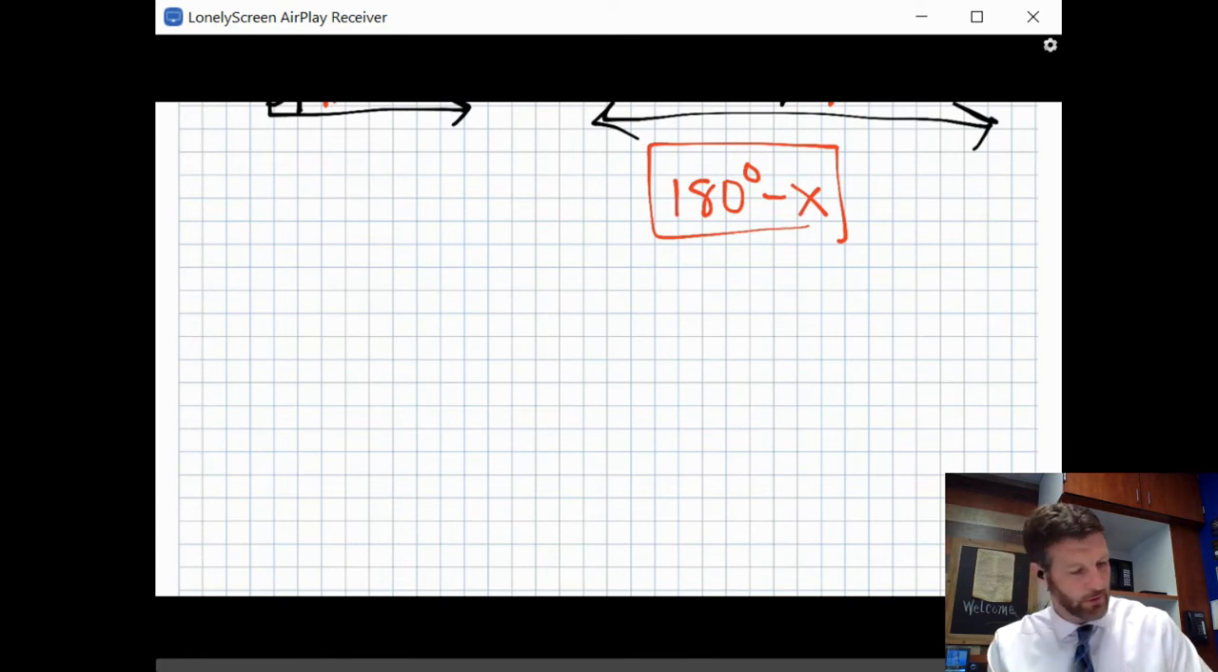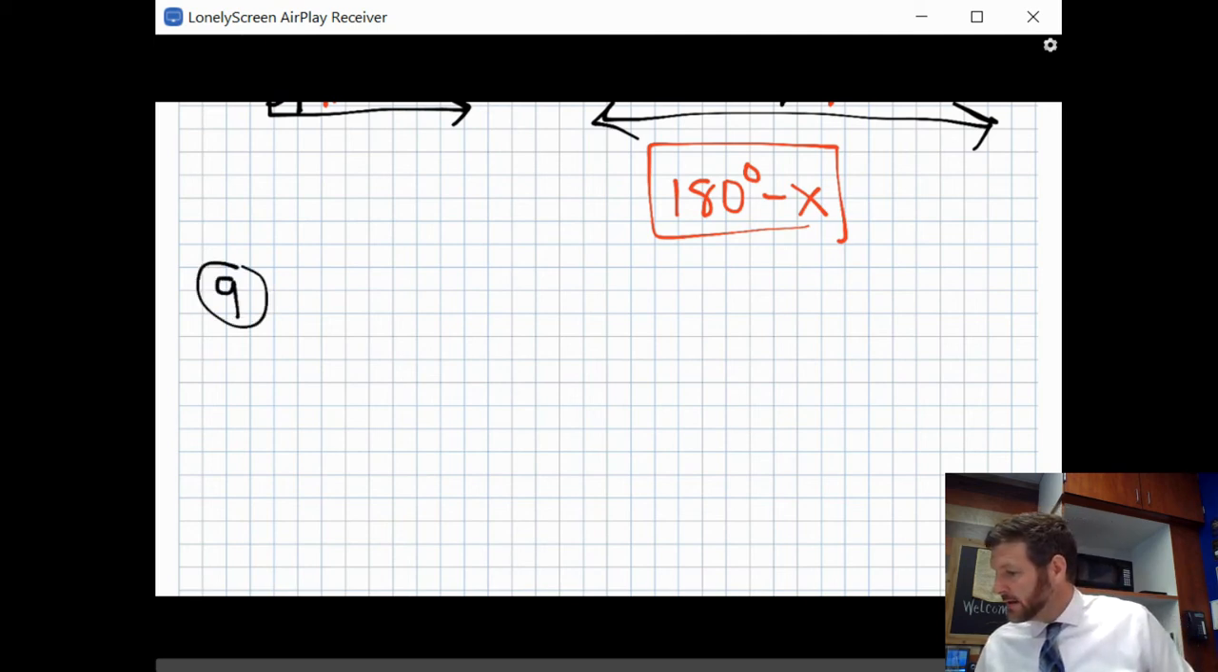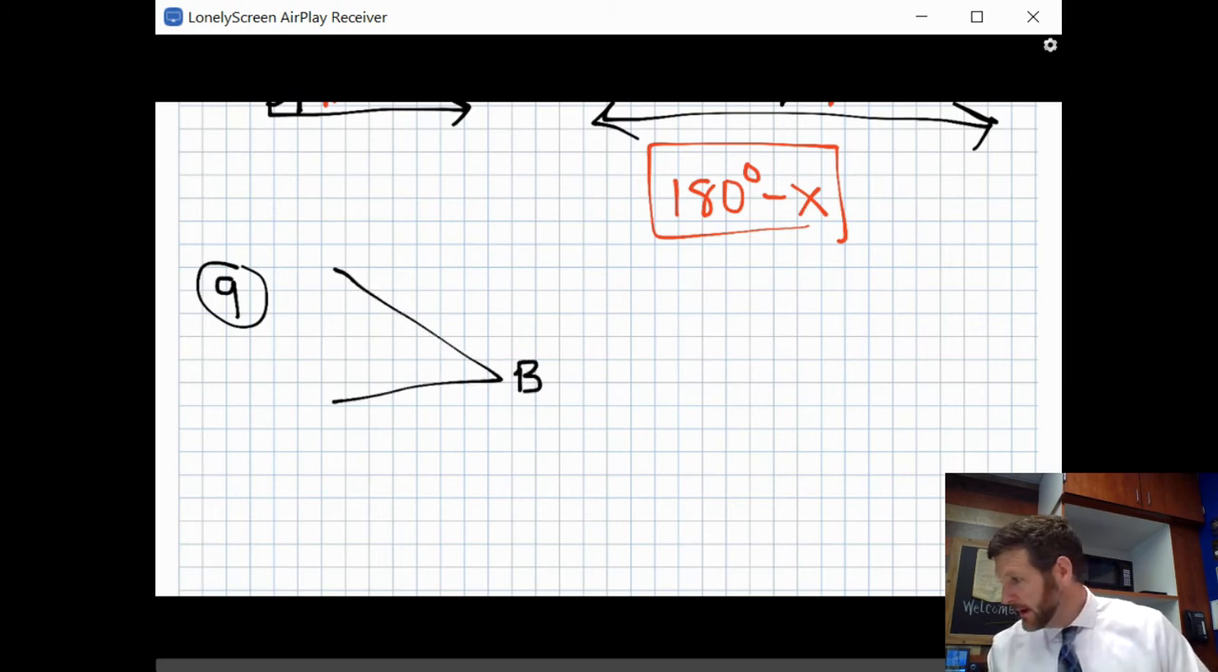Okay, we're going to do number 9. Question 9 says, find the measure of each of the following, the supplement to angle B. When you look at the picture to the right, they've drawn angle B, looks something like this, and they've said that angle B is 6x minus 5 degrees.